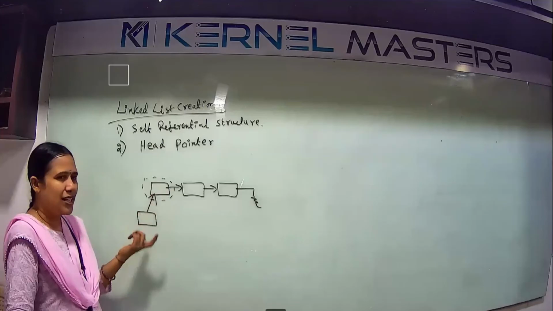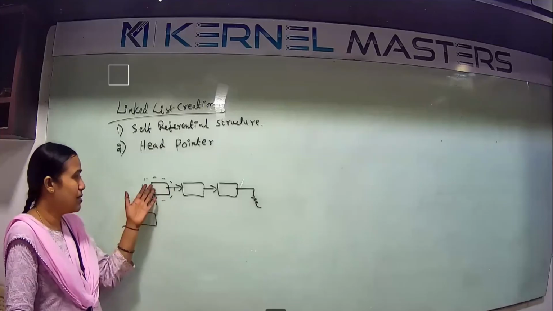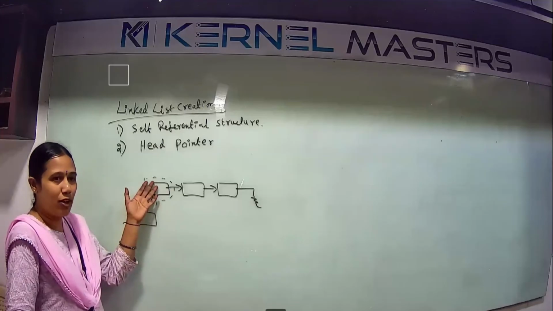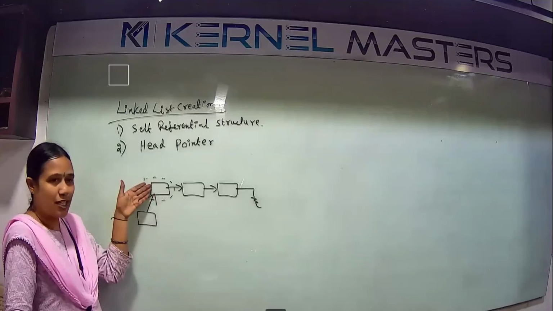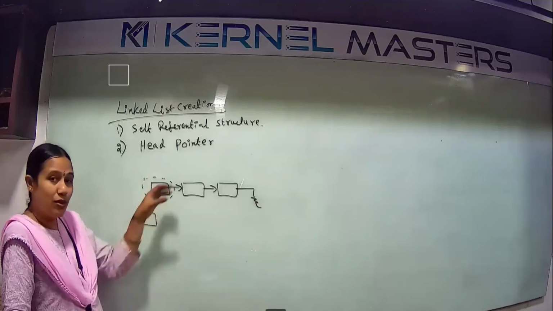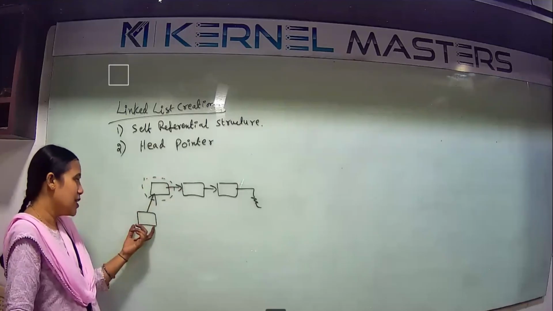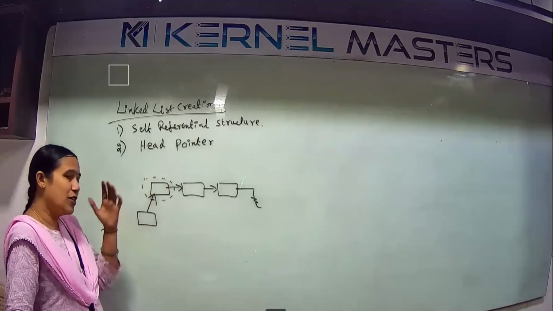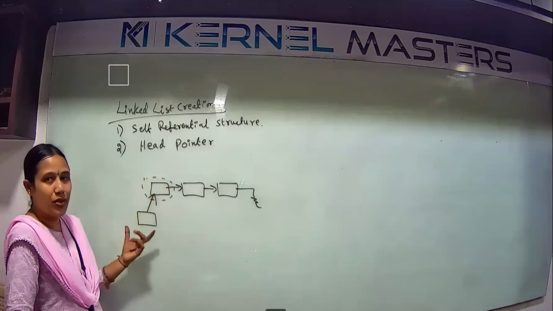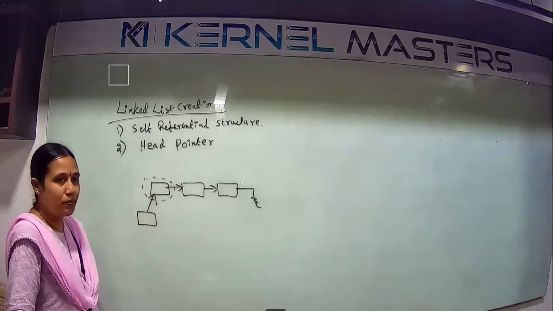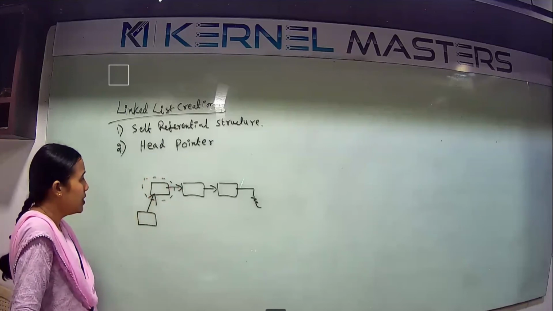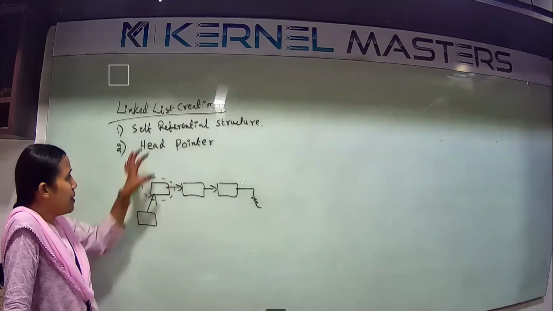No, not really required to be a constant pointer, because you can change this head also. If you want to insert something here, or you want to delete this node and create another node. Okay, you can keep it as a constant pointer when you are sure that this leader won't change. Then you can make it a constant pointer. Okay, so this head pointer is very, very important.